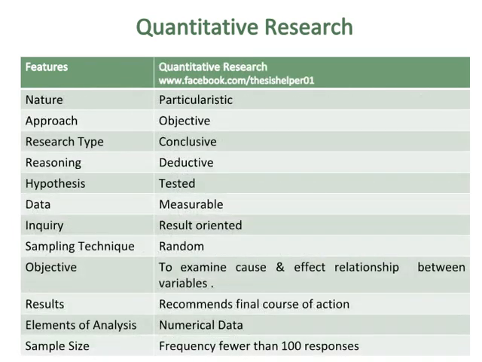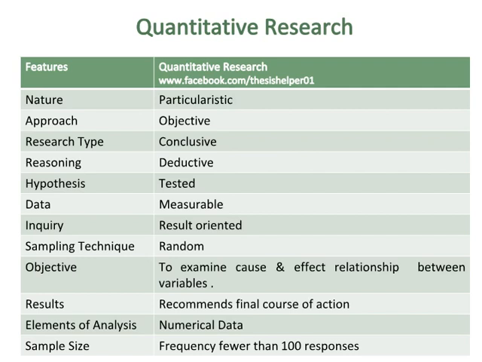The nature of quantitative research is particularistic. The approach of quantitative research is objective. The research type of quantitative research is conclusive. The reasoning of quantitative research is deductive. Hypotheses are tested in quantitative research.